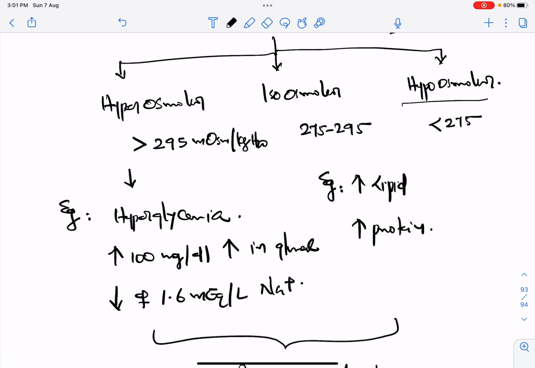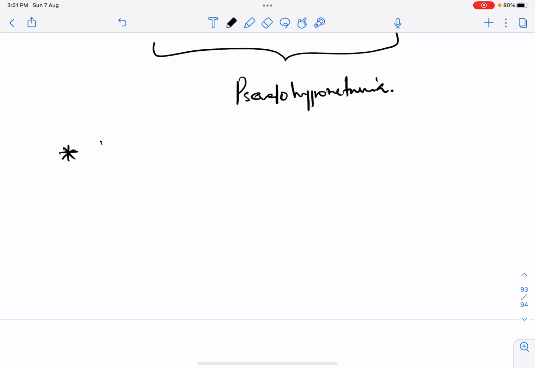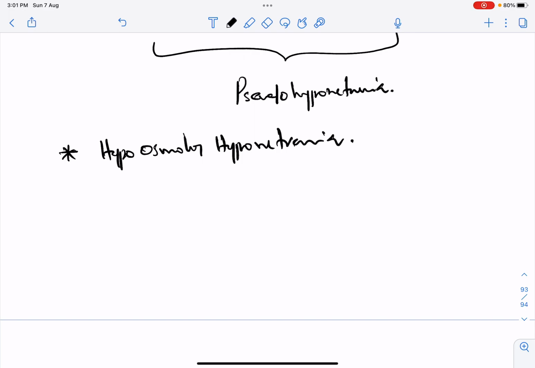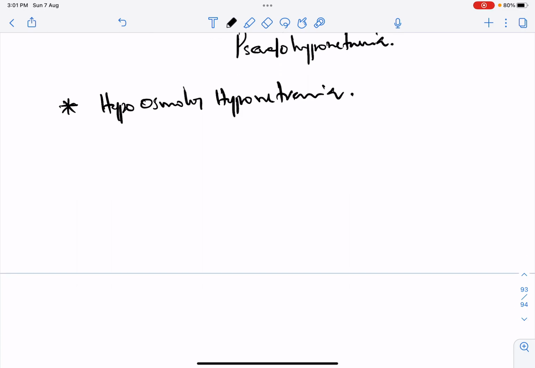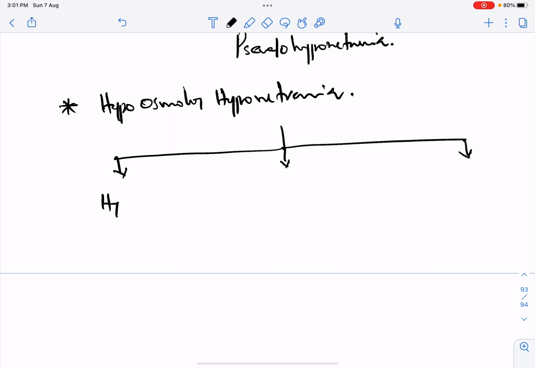So let's discuss hypoosmolar hyponatremia. Previously, we categorized hyponatremia based on serum osmolality. Now, the third class, hypoosmolar hyponatremia, is further divided into three categories based on volume status. The first one is hypervolemic.